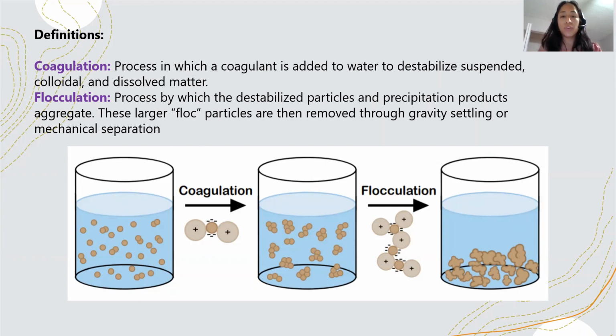So we have flocs here. And to these flocs, you can add a flocculant, so these flocs grow larger, and then you can remove the flocs by gravity settling or mechanical separation. So basically you allow some time for the flocculant to settle all the material.